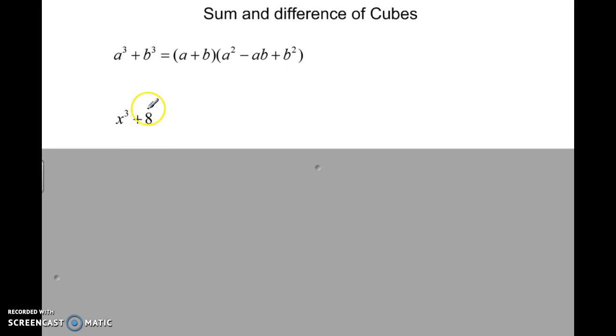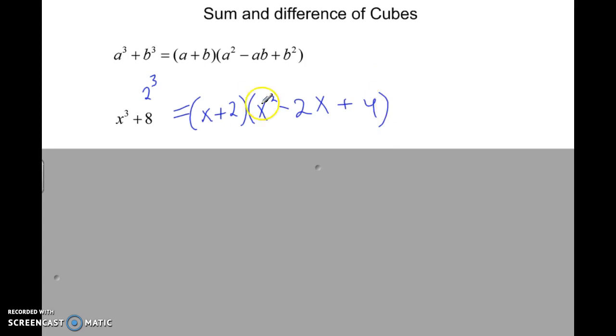If I rewrote 8 another way, its prime factorization is 2 to the third power. So it does fit the form. A is x and b is 2 there. So according to the form, this will factor to be x plus 2. That's a plus b. A squared would be x squared, minus a times b, which is x times 2, or 2x, plus b squared, which b is 2, so that would be 4.